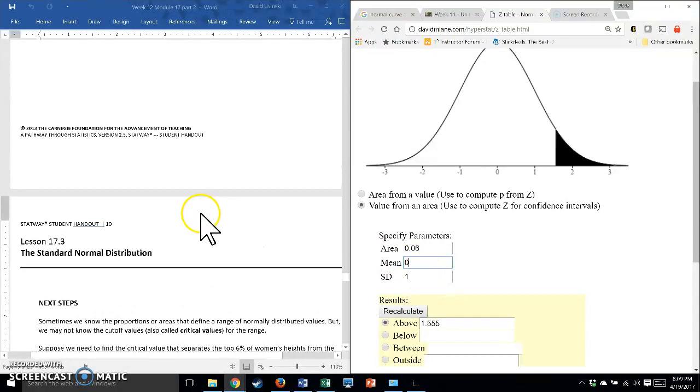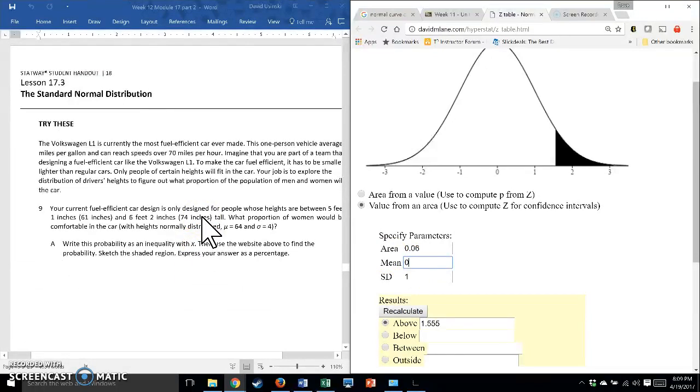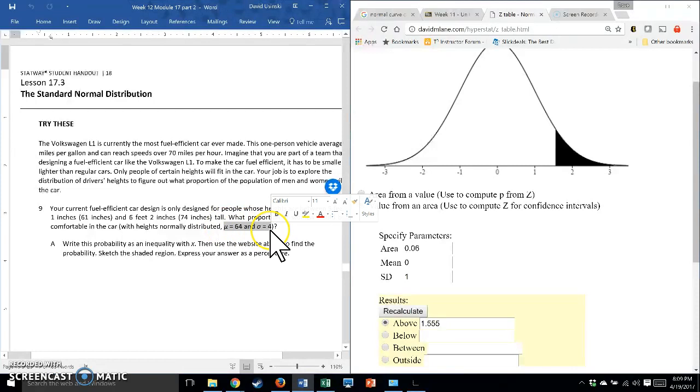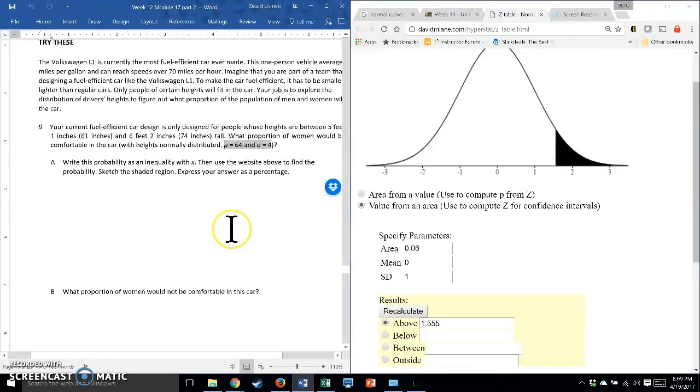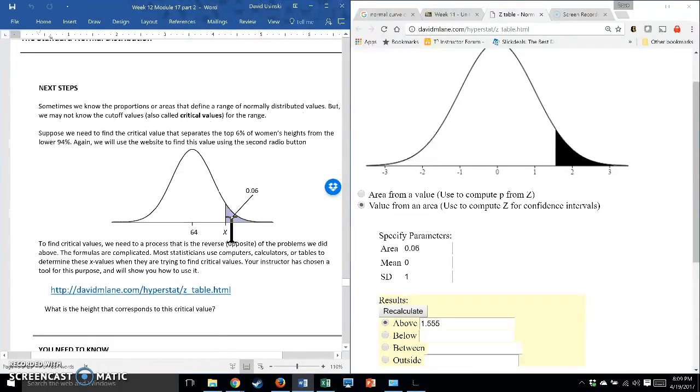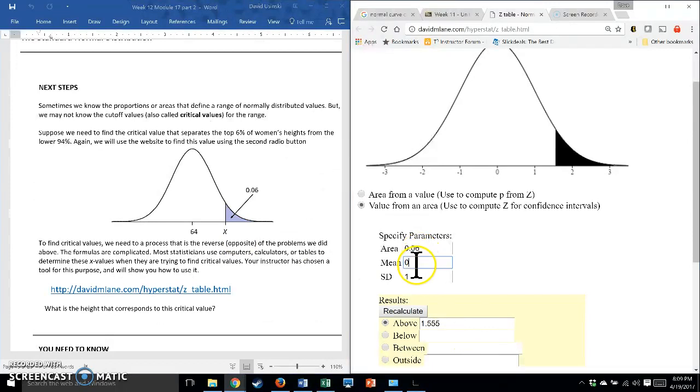So if you recall from the previous video, if I go back, it says the height of women, and this is just again the previous example, has a mean of 64 with a standard deviation of 4. Alright, so let's go back to this part. So it has a mean of 64 inches, so women have an average height of 5'4" with a standard deviation of 4 inches, and I hit enter.